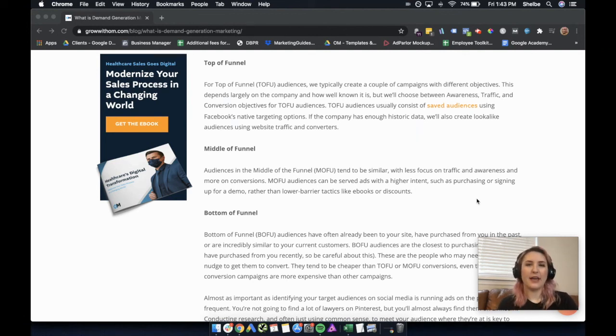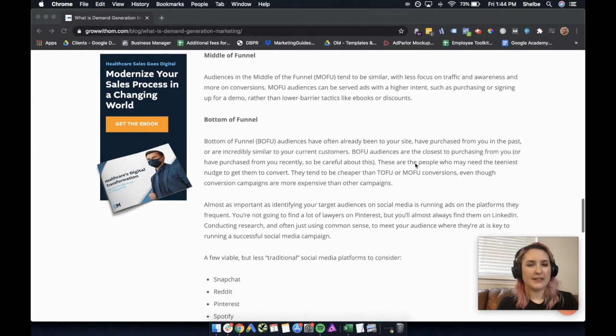But if the company has enough historic data, we will also create lookalike audiences using website traffic. More rarely we'll have enough data for this, but we do like to try to create lookalikes of conversions. So if there are people who are customers, we'll create lookalikes of those audiences. But sometimes with a smaller company, you just don't have enough data, so you'll have to wait until you start ramping up on leads or purchases, things like that, until you have a good number that lets you create a lookalike audience.